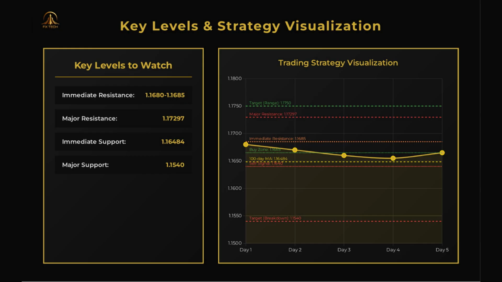The chart displays multiple horizontal lines representing major resistance, immediate resistance, the range trading target, the buy zone, the critical 100-day moving average, the breakdown sell signal, and the breakdown target. This visual representation helps traders identify optimal entry and exit points based on price movement relative to these key levels.